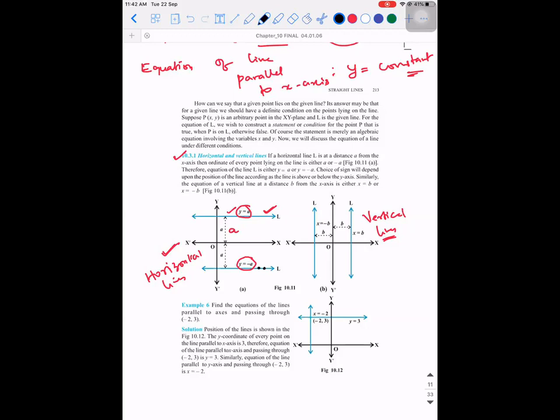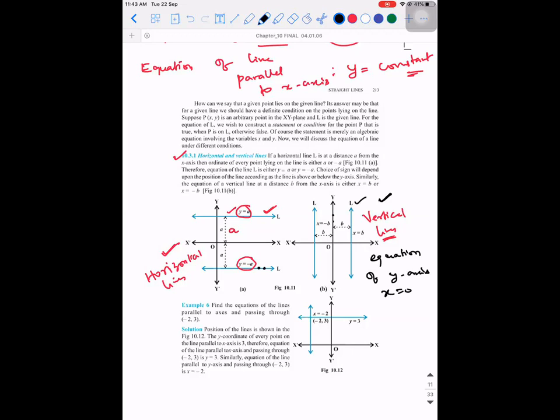Similarly, when you talk about a vertical line, what is the equation of the y-axis? X is equal to 0. That's right. And what is the reason for it? You take any point on the y-axis, the x-coordinate is always 0. That is why x is equal to 0 represents the y-axis.